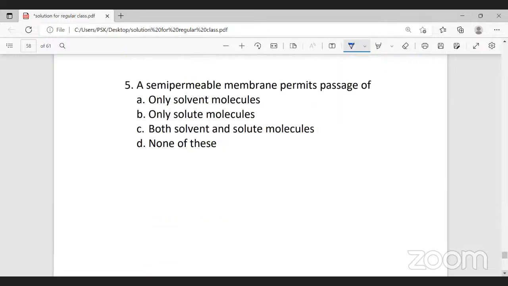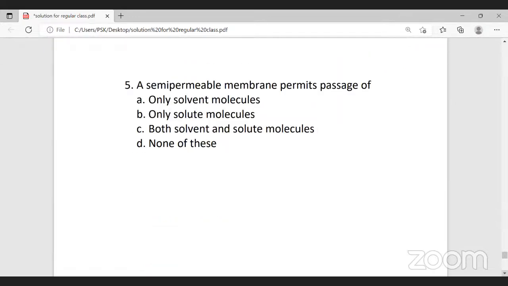Now the next question: a semi-permeable membrane permits passage of what? Please tell me the answer. Only solvent molecules. Very good. Only solvent molecules from what region? From the region of lower concentration to the region of higher concentration. Therefore, the answer is option A.